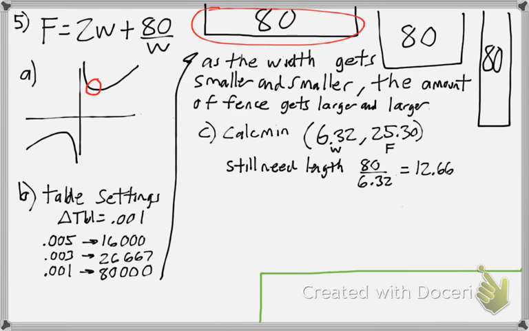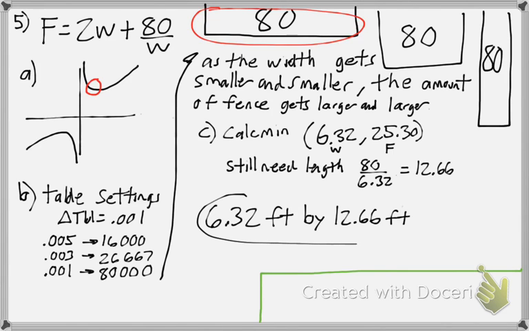So my dimensions are 6.32 feet by 12.66 feet. And the total amount of fencing will be the 25.3.